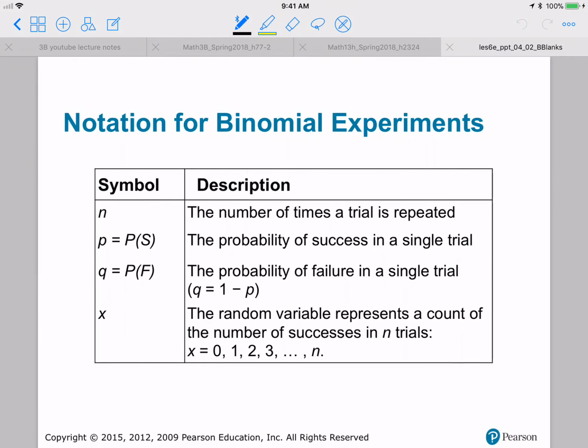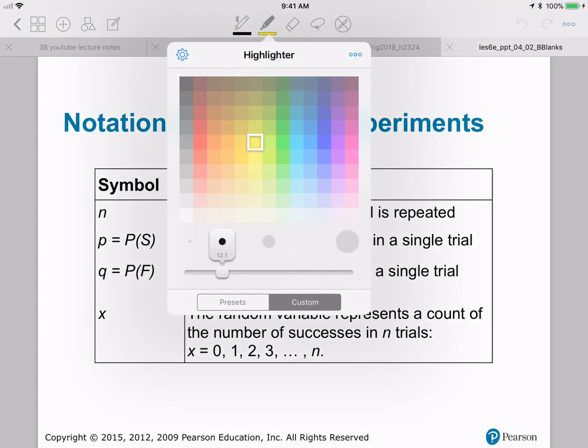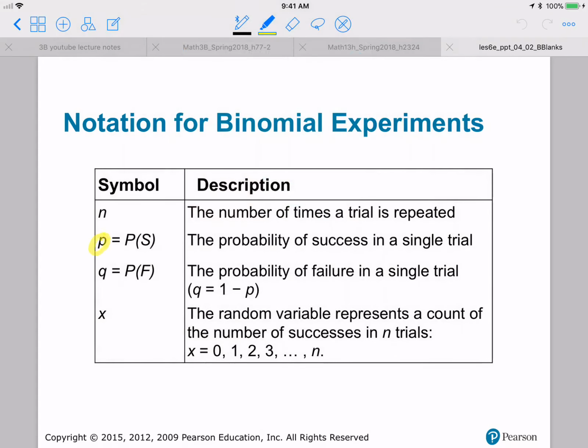All right. So these are the symbols that we have. N is the number of times a trial is repeated. P, this little p, is the probability of success. So you'll notice here that usually I'll use P and I'll use Q, as opposed to probability of success, P of S, and P of F. So typically P and Q.